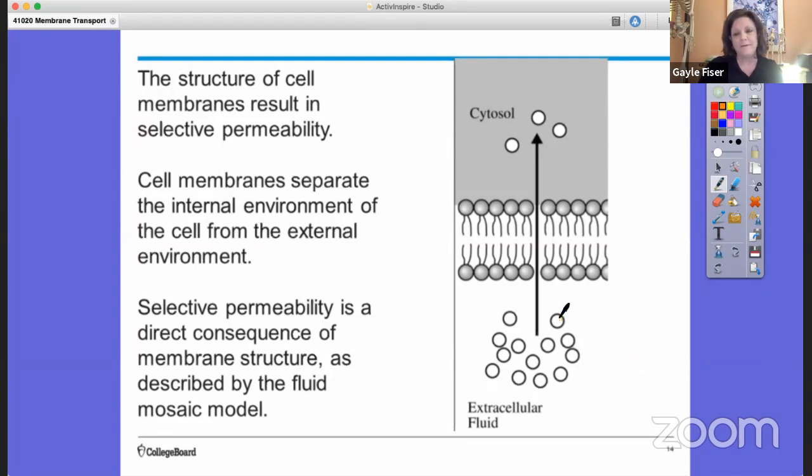So here we have, this is outside the cell. Okay, so we have some molecules and they are able to go through the phospholipid bilayer. And so that means that the bilayer was permeable to those molecules. But what if it was another molecule? Would this be able to go through there? No, okay? So it's only selective in what can go through. So that's where the selective permeability word comes from.